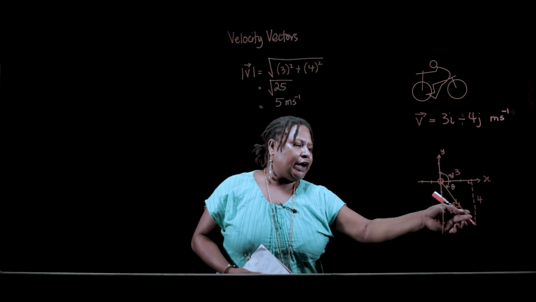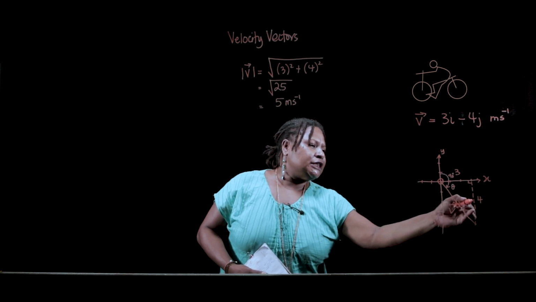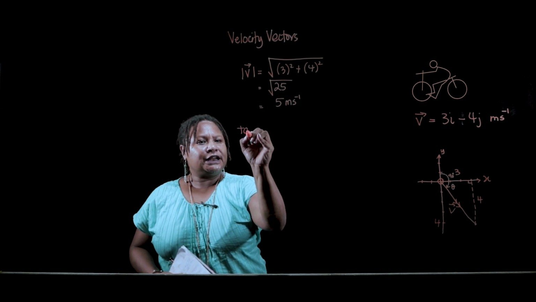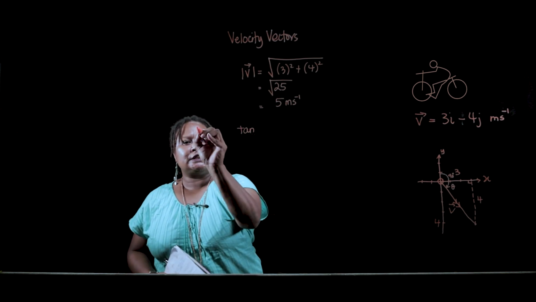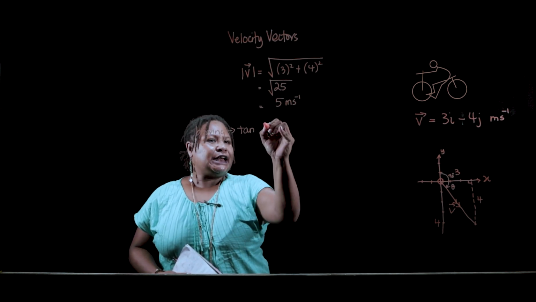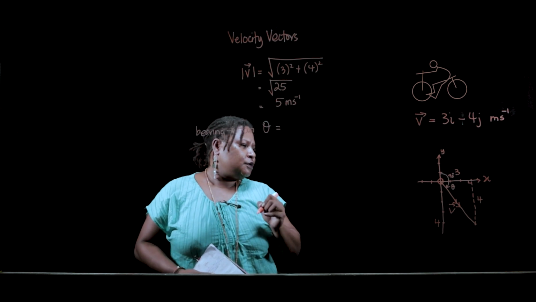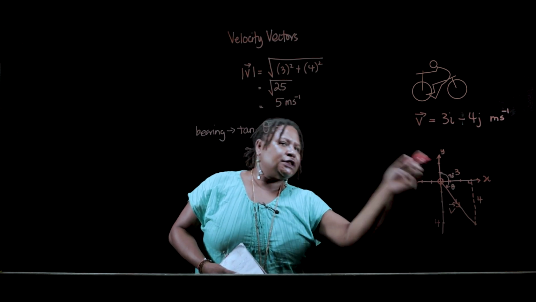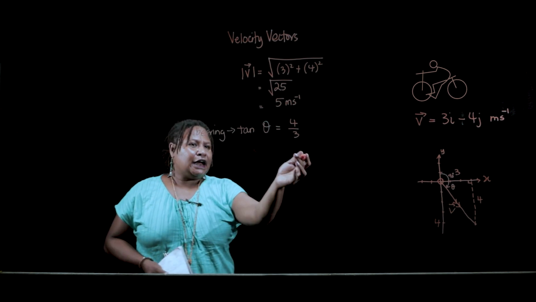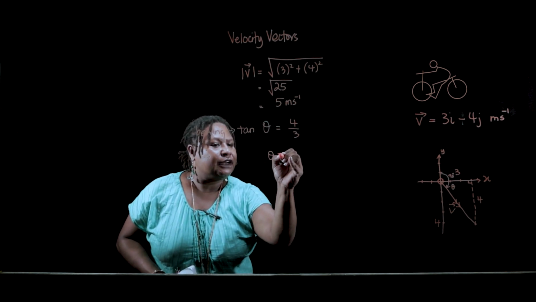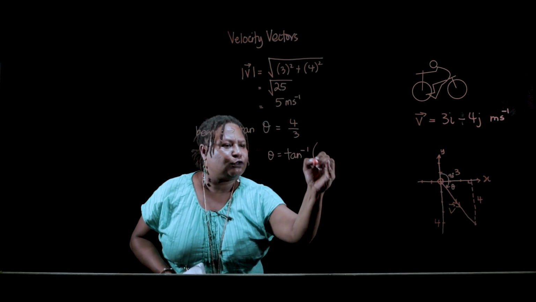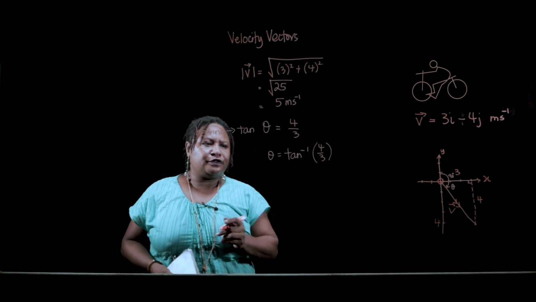Okay, so in order to find theta, again, we are going to apply trigonometry. If you look at our triangle, we have the opposite side and the adjacent side given. So that means we are using the tangent ratio. So we're going to find the bearing here. We use tan theta equal to opposite of 4 over adjacent of 3. Now theta is therefore equal to, and you've already learned how to use your calculator to find the value of 4 over 3.